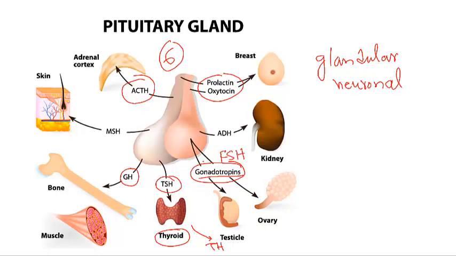It also targets by secreting follicle stimulating hormone. It targets the testicle or ovary in case of male and female respectively, and in females it stimulates the growth of follicles in the ovaries and the production of estrogen. Okay. And in males, the target is the testis. In that case, it stimulates the sperm cells and the production of sperm.